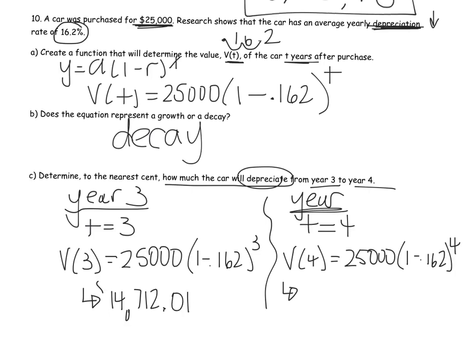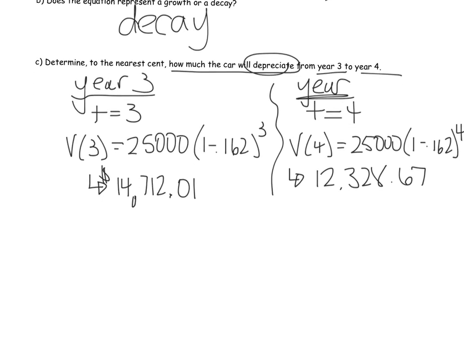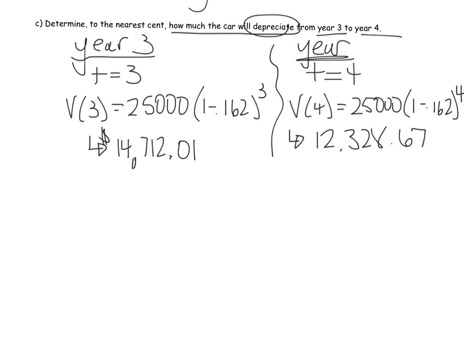Okay, so that's for 3 years. Now after 4 years, it's going to be worth, I'm just putting it in my calculator, it's going to be $12,328.67. Okay? Now, you should see that it's going down from year 3 to year 4.